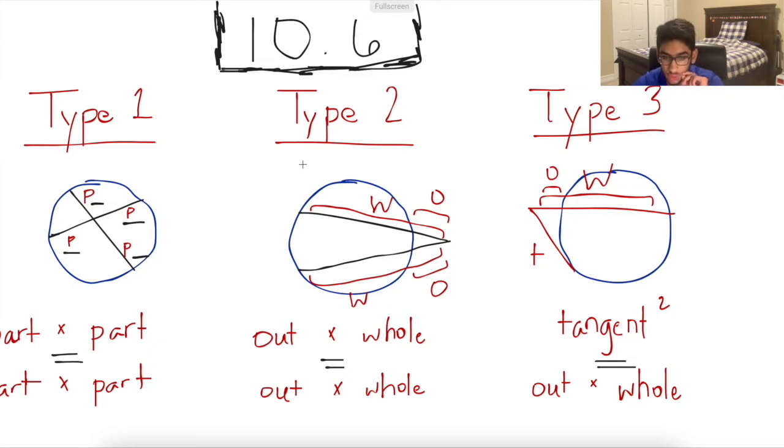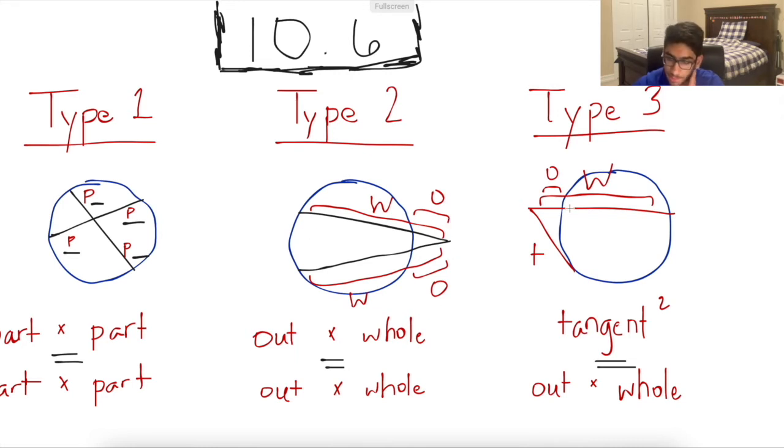In type 2, we have 2 secant lines. And so when we do this, we use the formula outside times whole equals outside times whole. Outside is referring to this outside portion of the secant line, and the whole is the whole secant line. So you want to do the outside portion times the whole secant line.